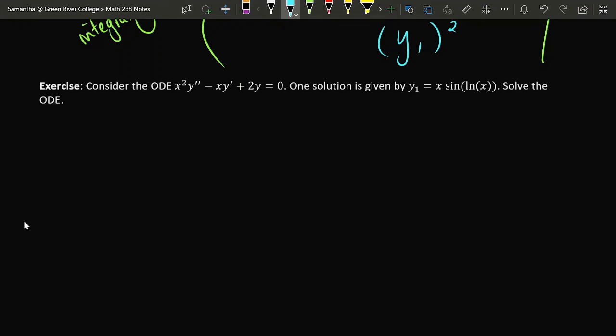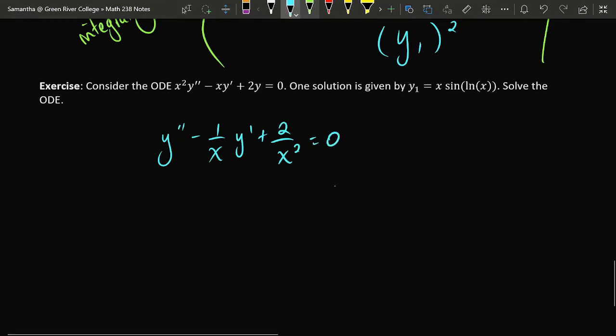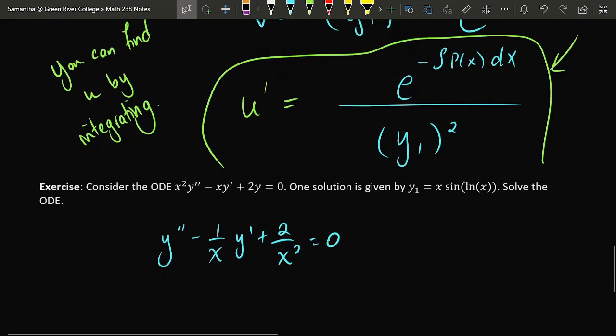Now before I use the formula, I gotta make sure that the ODE is written in the correct format, which is that y double prime has got to stand alone. That's not what we have currently. We have an x squared in the way, so let's first divide out that x squared. This reveals that our actual value of p of x for the purposes of the integral in the formula, p of x must be equal to negative 1 over x.